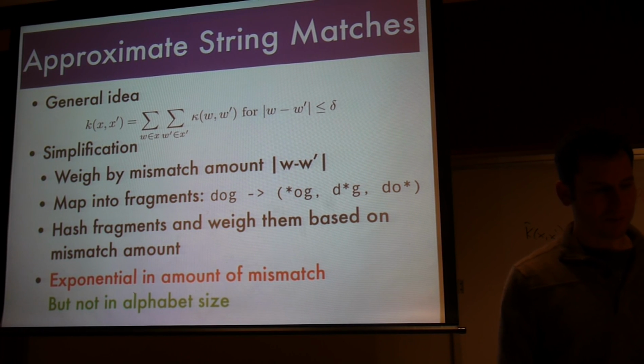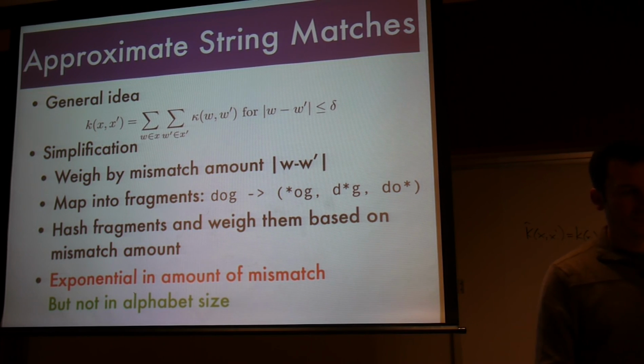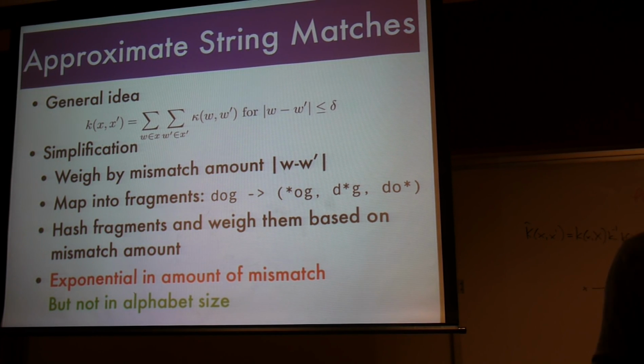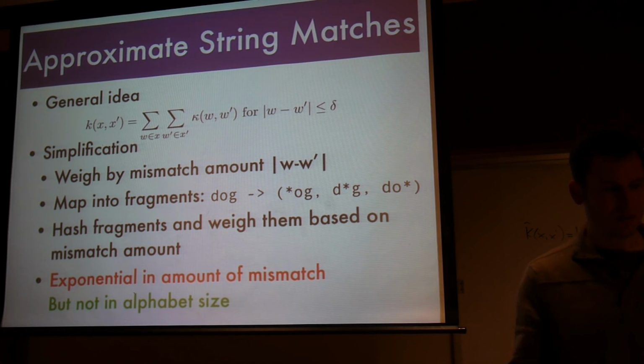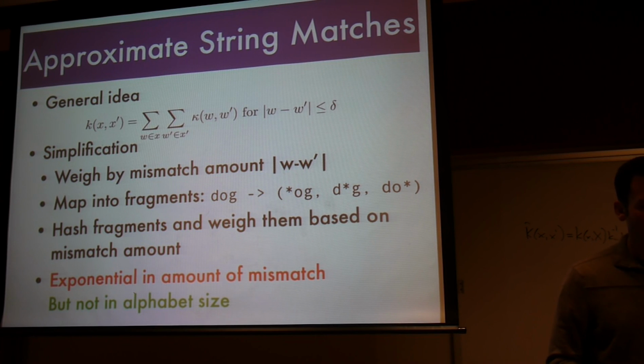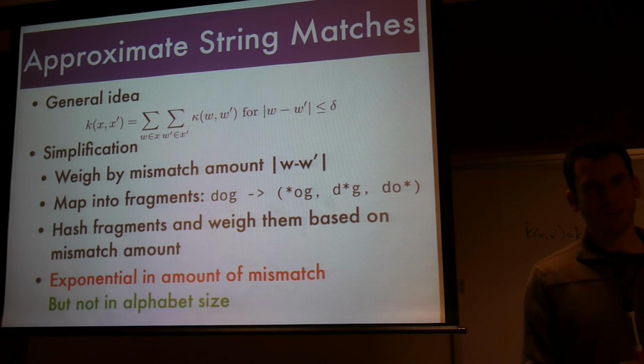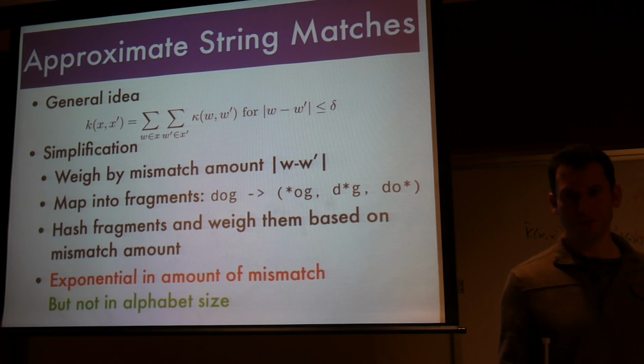Well, one way of going about it is we just weigh maybe by some mismatch count, and we map the data into fragments. So for instance, if I have the word dog, I could map it into star og, into d star g, or into d o star. And then I hash those fragments, and weigh them accordingly. And the good thing is that this allows me to get something that's exponential in the alphabet size. It catches elements that are exponential in the alphabet size, but I only have a polynomial growth in the number of positions that I allow for mismatch.